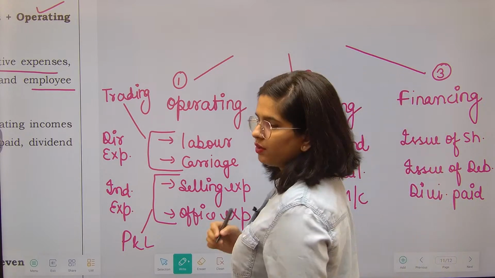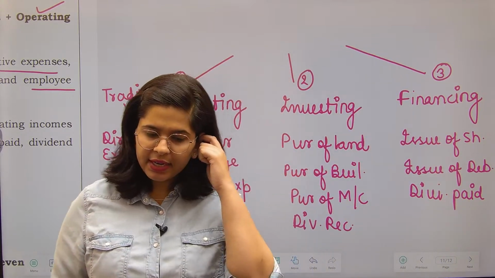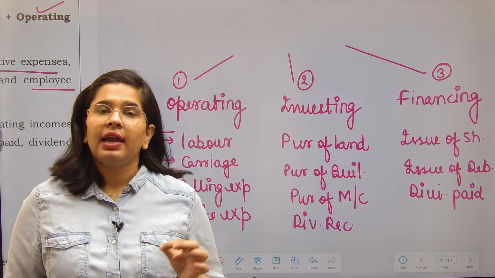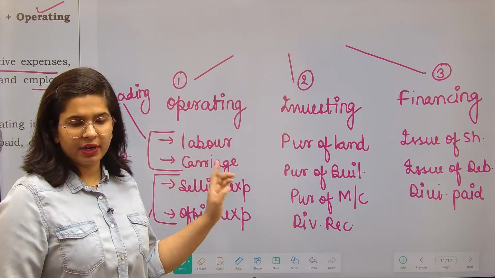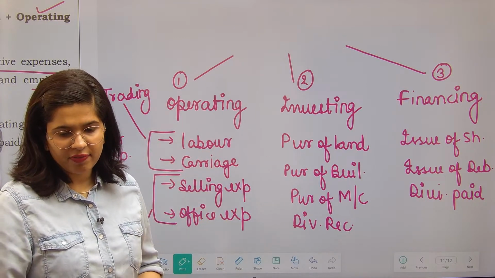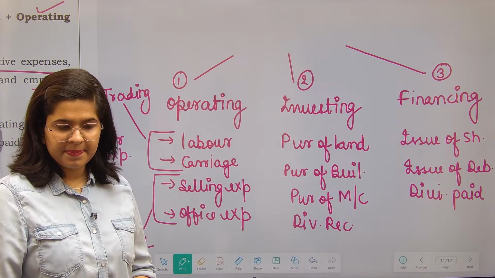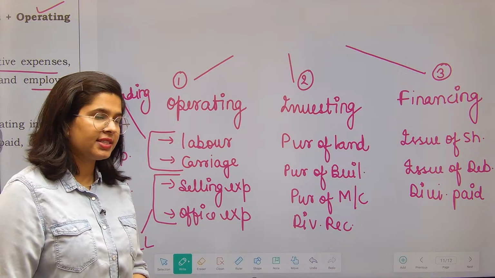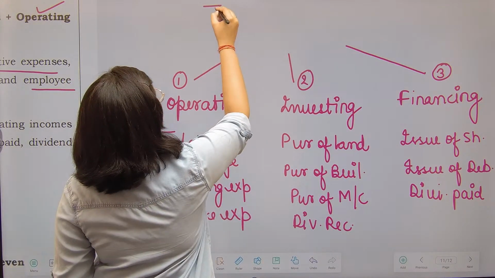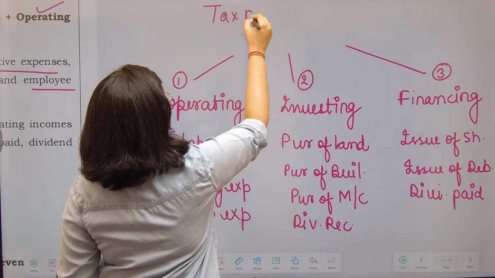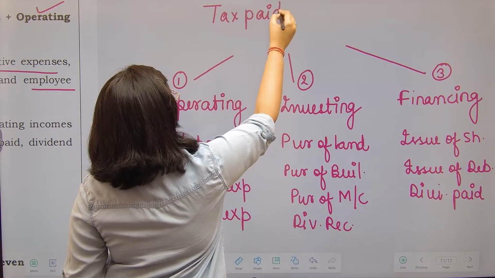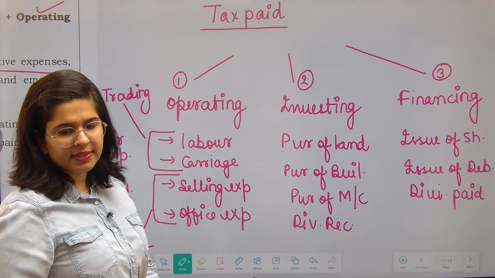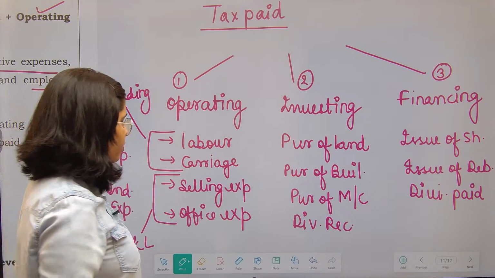Chalo, I have a question for you guys. If you have studied the cash flow, can you just tell me that tax paid is which kind of activity? Operating, investing, financing, what kind of activity is tax paid? Okay? You have to tell me this. Operating, investing or financing, I am asking about tax paid. Where should I classify this? Operating activity, investing activity or financing activity? Please tell me, okay?